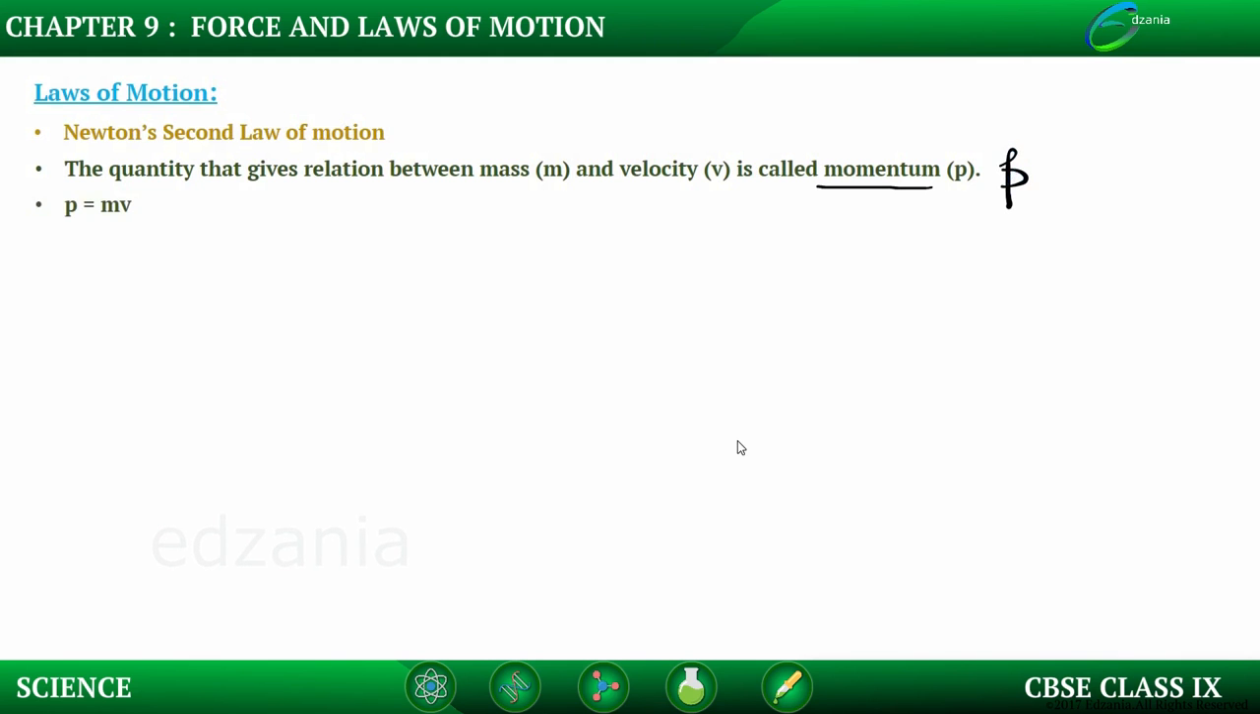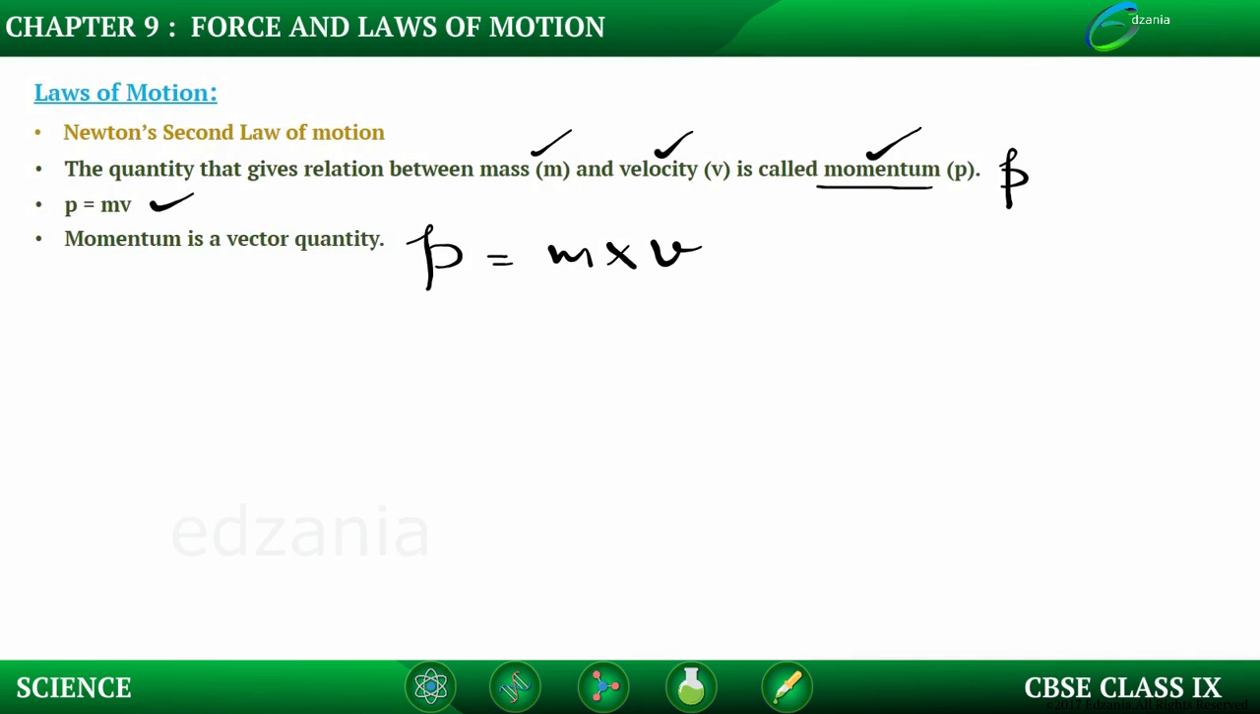So mathematically, we can write p = m × v, where p is momentum, m is mass, and v is velocity. Therefore, p = m × v. Momentum is a vector quantity. Why is momentum a vector quantity? Because momentum is given by mass into velocity, where velocity is a vector quantity. Therefore, momentum is also a vector quantity. It has both direction and magnitude.